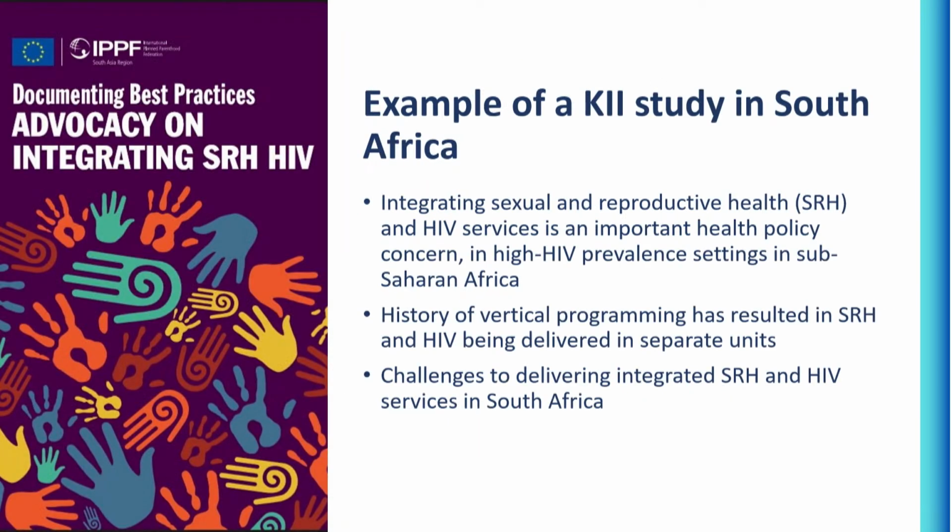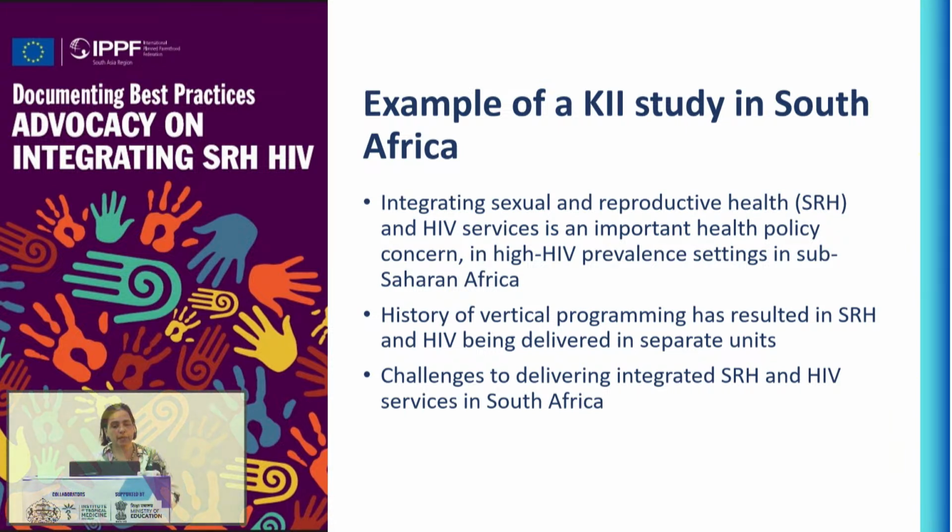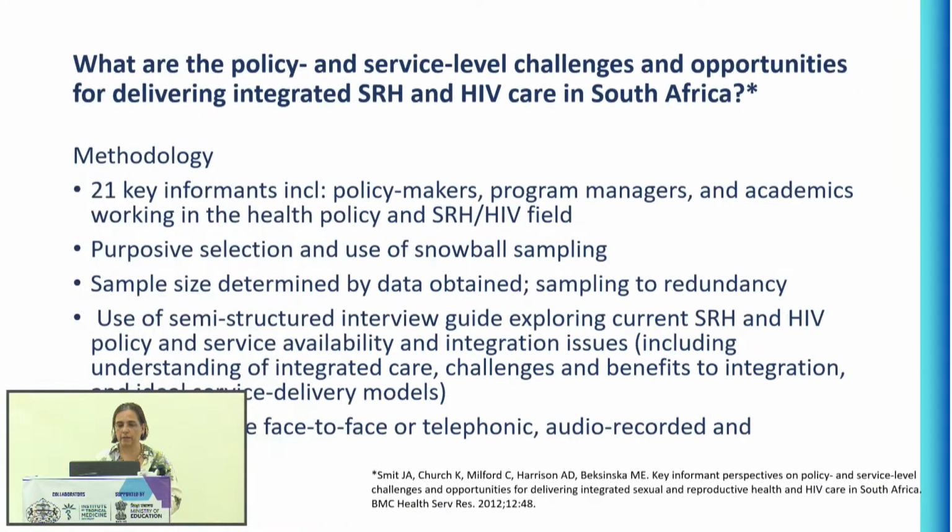Okay, so this is just an example. A study from South Africa from many years ago. This was about integrating SRH and HIV services as an important policy concern, especially in high HIV prevalence settings. Obviously you know this: the history of vertical programs resulted in SRH being handled differently from HIV. And they had a lot of challenges integrating care in South Africa.